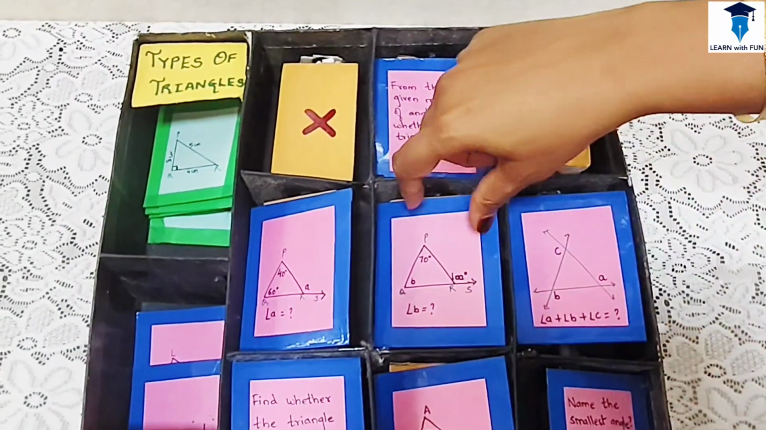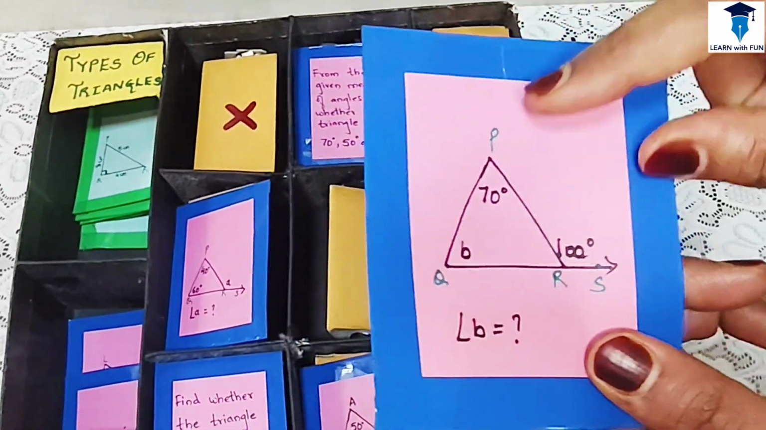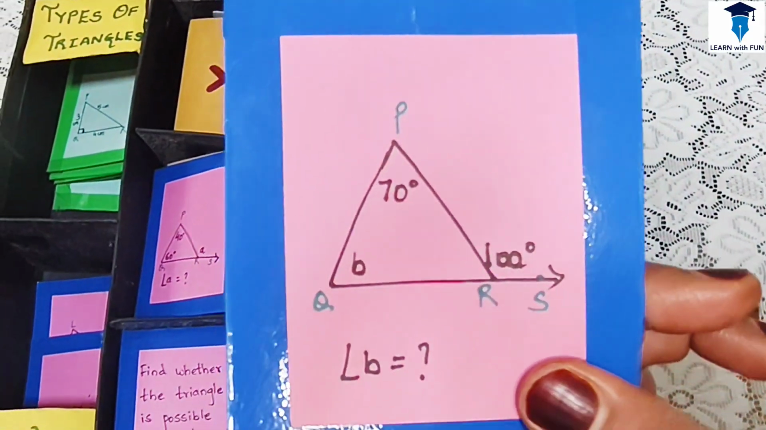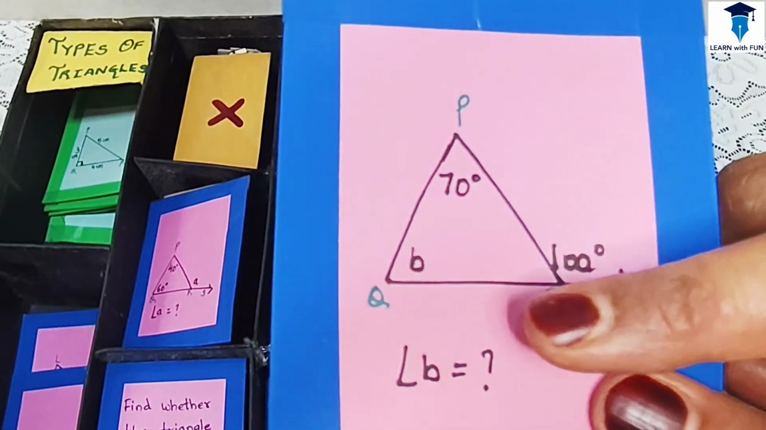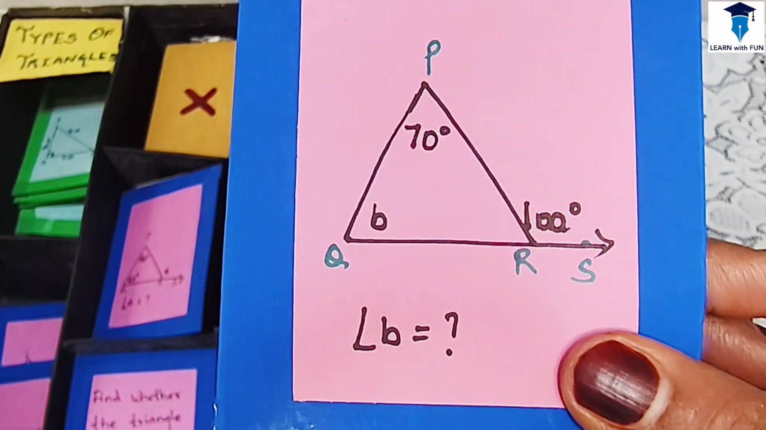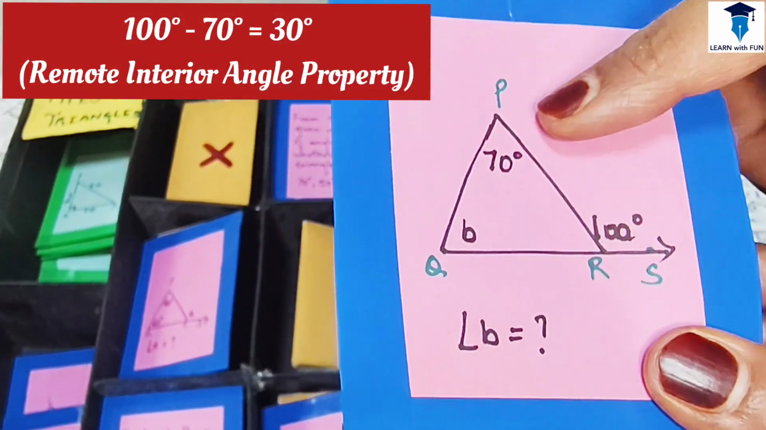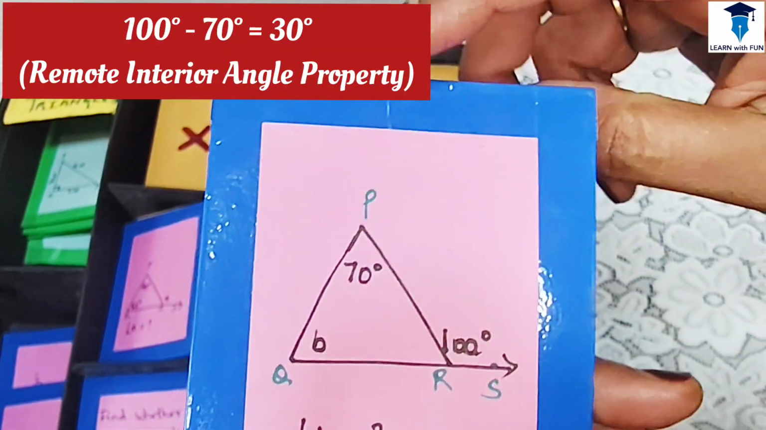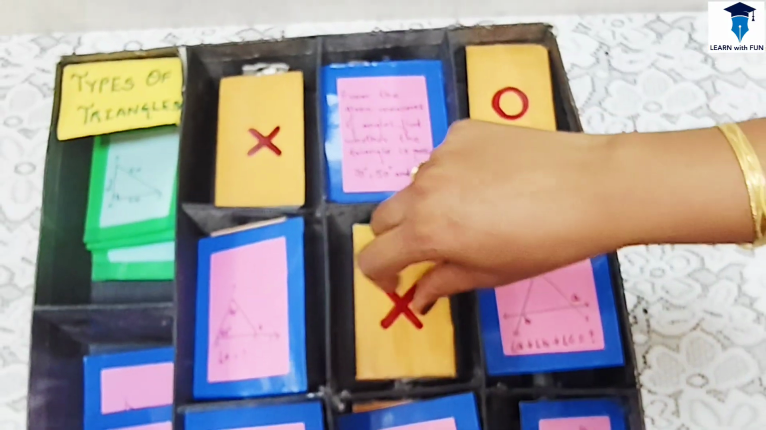Similarly, let's go for the next one. Suppose a child who is taking X wants to write here. Here in triangle PQR, angle PRS is the exterior angle and the exterior angle is already given as 100 degrees. Angle P is given as 70. They are asking you to find out the measurement of angle Q, how much it is. So here, definitely by the property of the exterior angle, he will be able to say 100 minus 70. He is going to get the answer as 30 degrees. So angle Q has to be 30 degrees. Yes, it is correct. So here X will be placed.